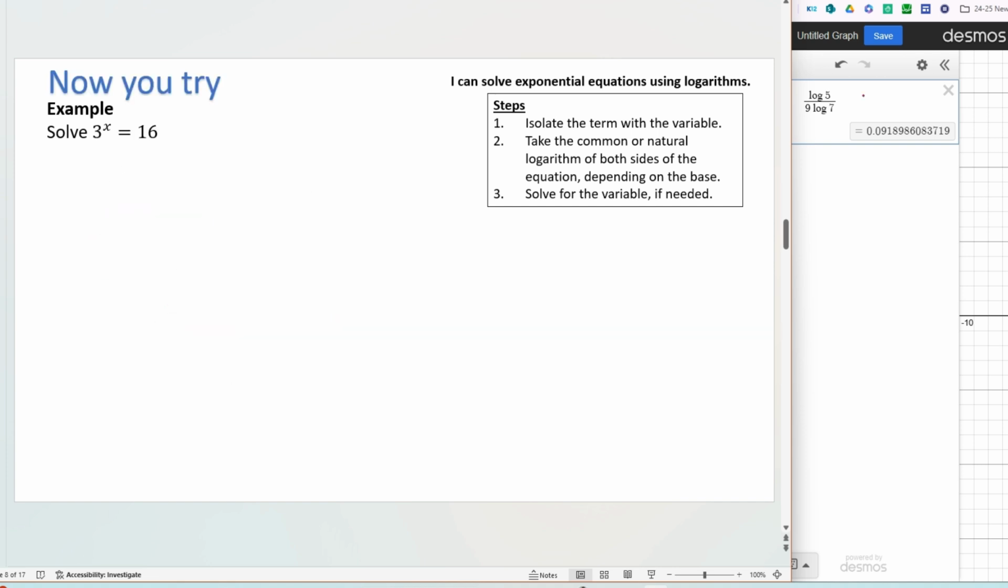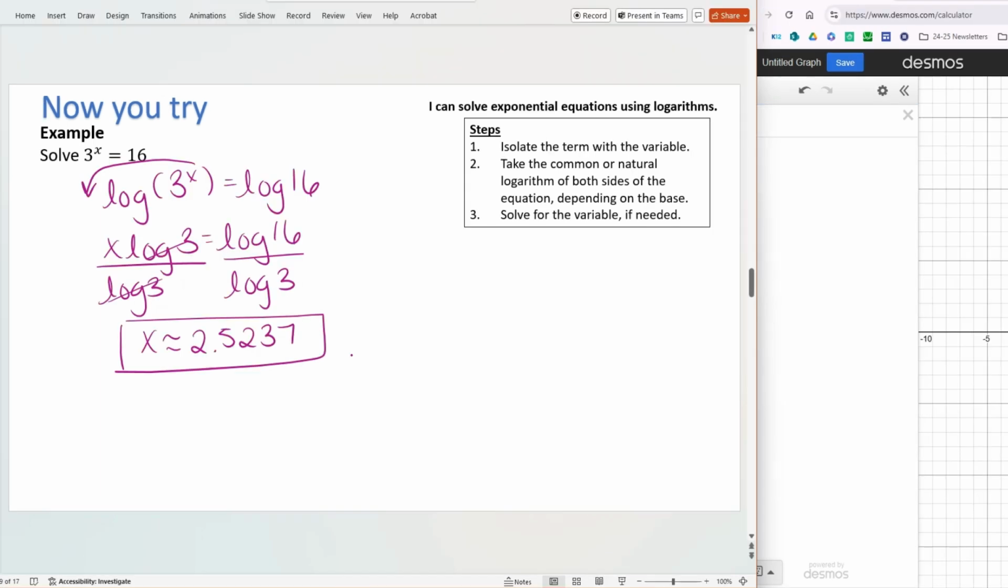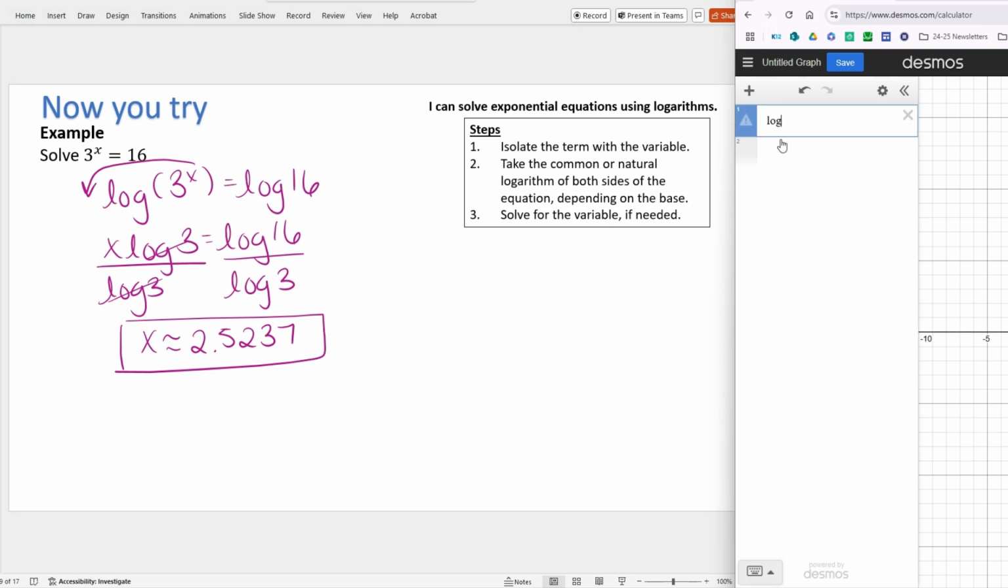So now you can go ahead and pause the video and try doing this example on your own. So when you solve this problem, you're going to start off by taking the log of both sides. So we have the log of 3 to the x equals the log of 16. Then you can bring that exponent of x down in front. So you have x log 3 equals the log of 16. And then we can solve for x by dividing both sides by the log of 3. When we do this on our calculator, we have log of 16 divided by log of 3. And that's going to give us approximately 2.5237.